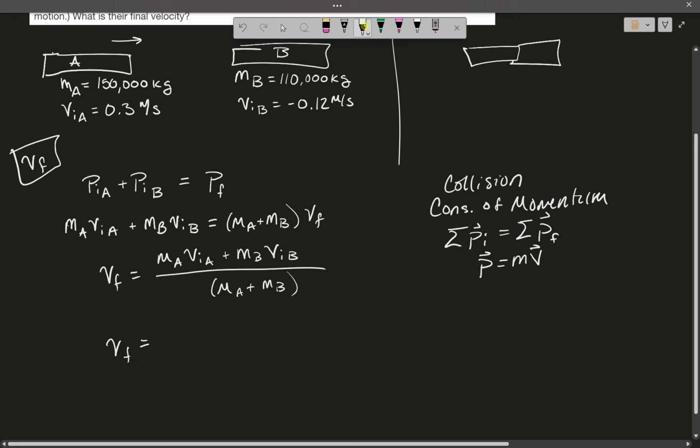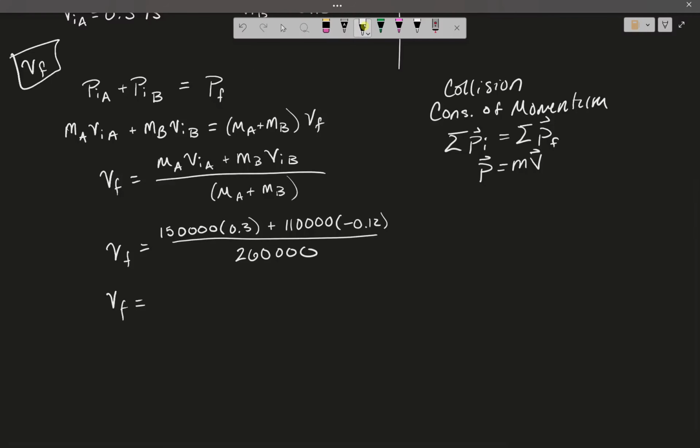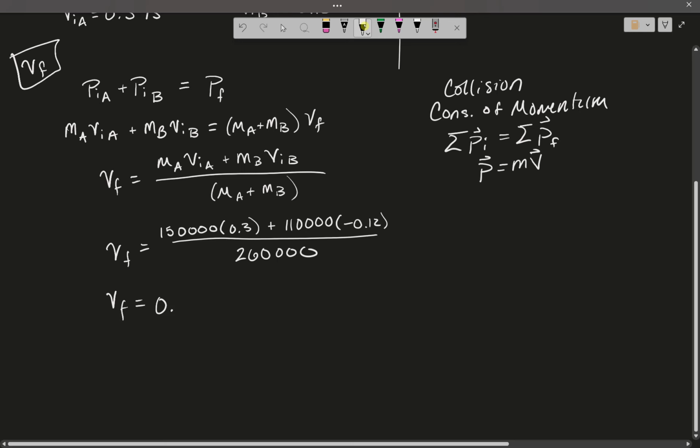So plugging in the numbers, we end up with a final velocity of 0.122. Because this is positive, it will be moving in the positive direction, and that's the solution.